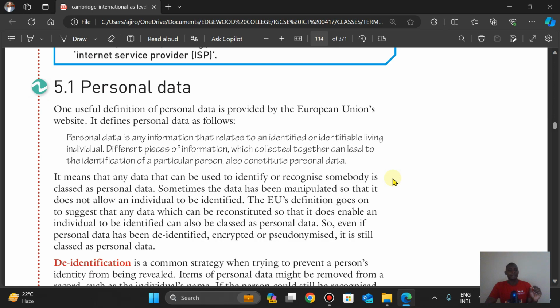It also means that any data that can be used to identify or recognize somebody is termed as personal data. Of course, this data may have been manipulated so that it does not allow an individual to be identified. We see that most of the time. You look at the DNA that has been manipulated and it should be bearing this name, but for some reason it is showing the identity of somebody else. This is very, very important. Even if this personal data is de-identified or encrypted, it is still seen as personal data. So please, let's take note of that.